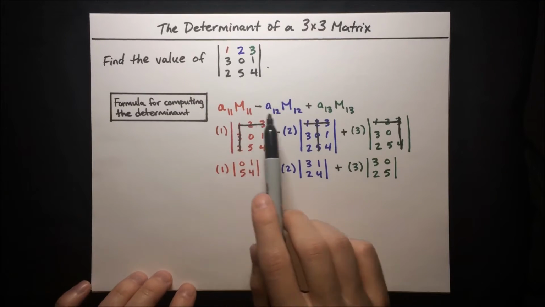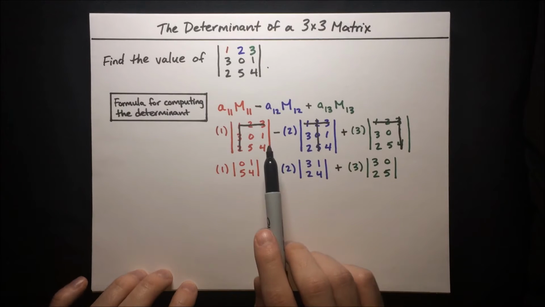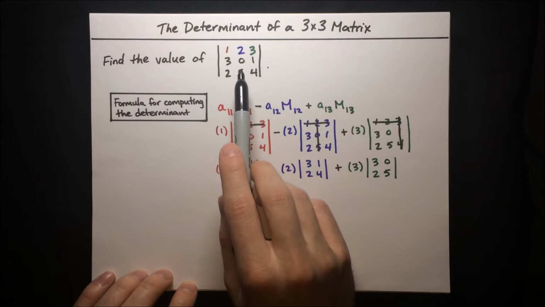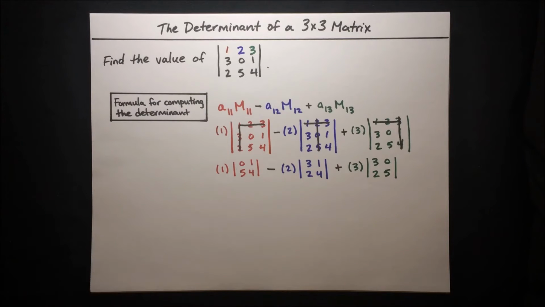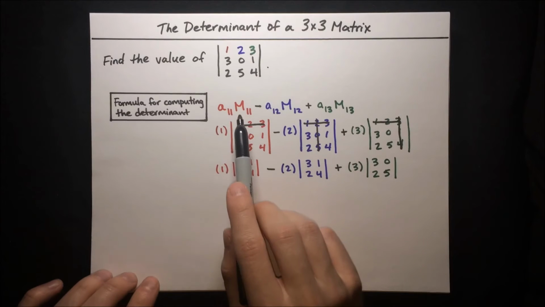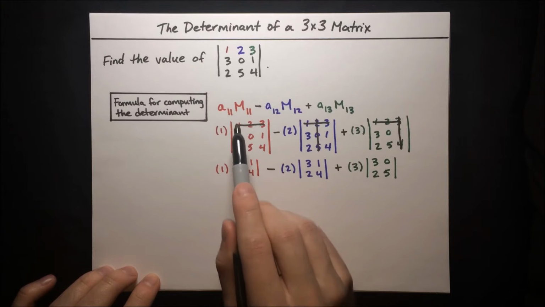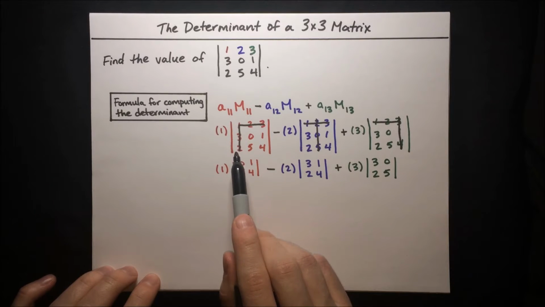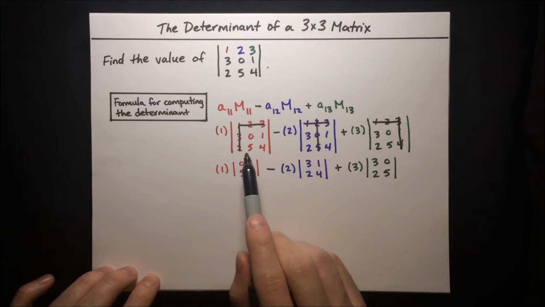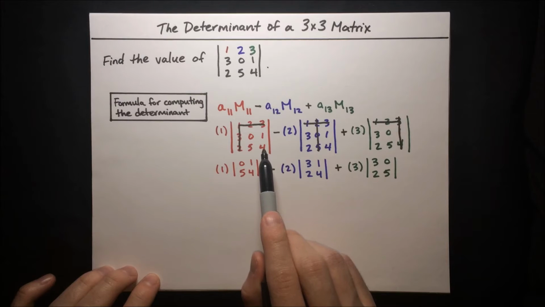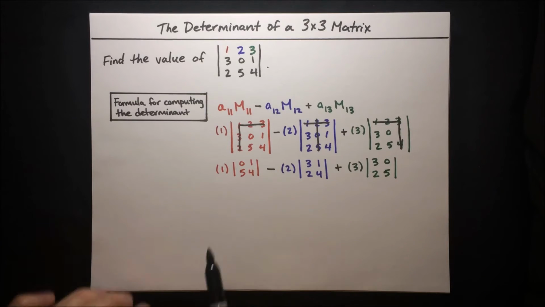The M's, on the other hand, refer to determinants of matrices which are contained within the original matrix. And they're written with the letter M because they're also called minors. The subscript of each minor tells us which row and which column to remove from the original matrix. For example, the minor subscript 1,1 tells us to remove the first row and the first column from our original matrix. So we're just left with the bottom right portion, 0, 1, 5, 4. And that's what we want to take the determinant of.